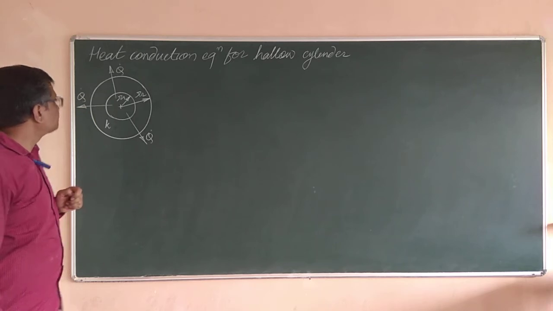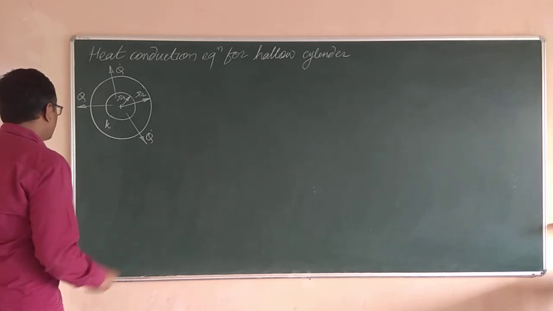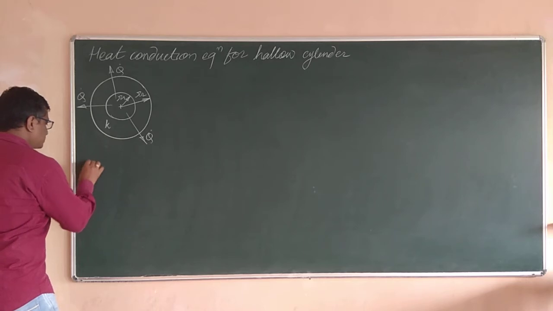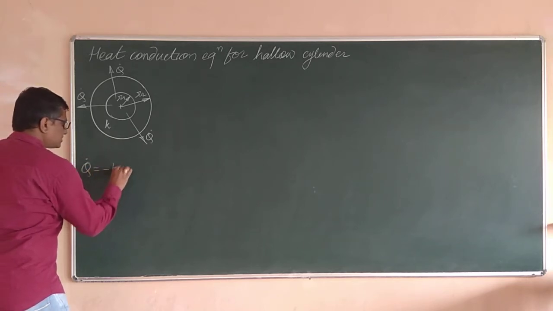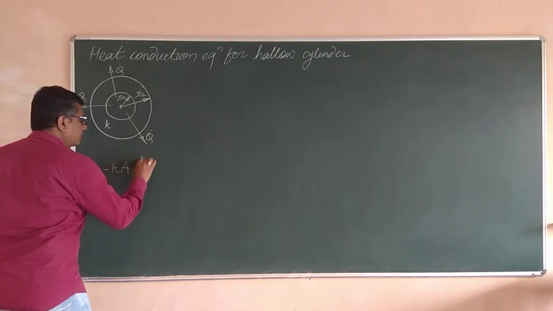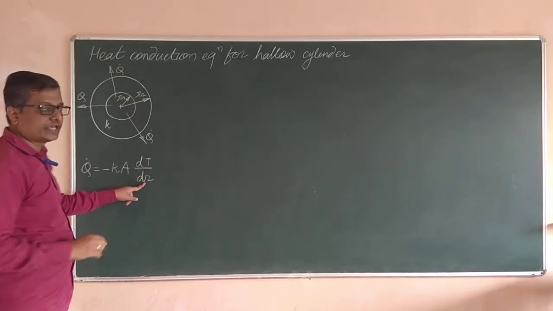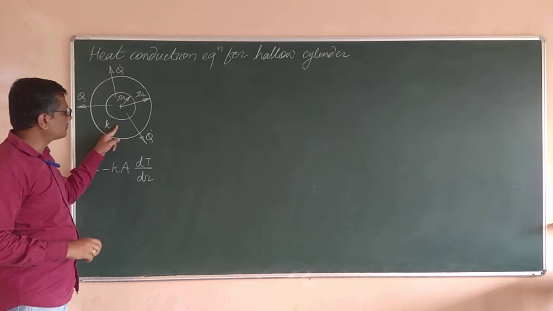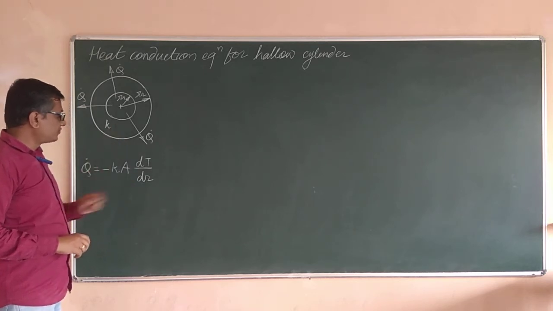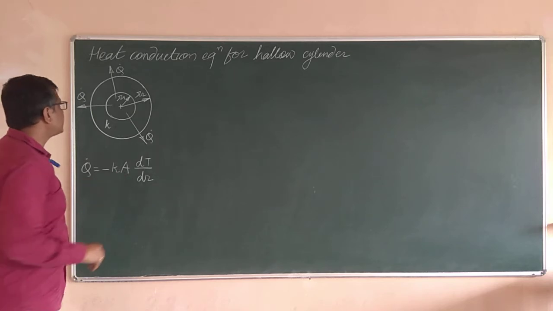I think we know Fourier's law. What is this Fourier's law? Fourier's law says that Q dot is equal to minus K A dT by dr. Let me tell you, this is dr, not dx, since the heat transfer over here is taking place in the radial direction. So if I take it like this, and that to area A.